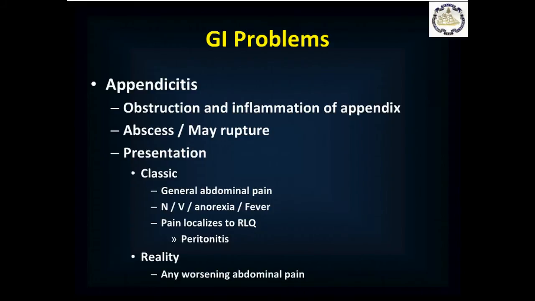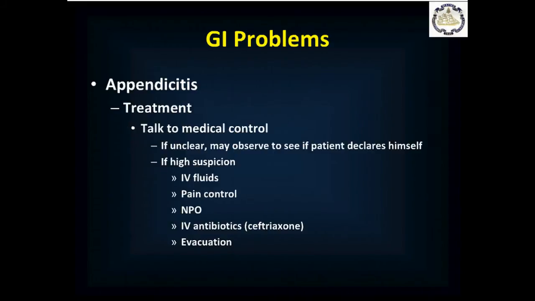In reality, anyone with abdominal pain that's getting worse and localizing, particularly to the right lower quadrant, you have to be concerned about appendicitis. So how you manage appendicitis is going to depend on how suspicious you are. So you'll talk to medical control. If it's an unclear case, so generalized abdominal pain, maybe a little loss of appetite, but not necessarily, no fever, they may say, okay, let's observe them for a while and see how they do. But if there's a high suspicion, so the pain localizes to the right lower quadrant, they have peritoneal signs, and you remember those are the findings we get with percussing the abdomen or tapping on the heels or making them jump up and down, then your suspicion's high.